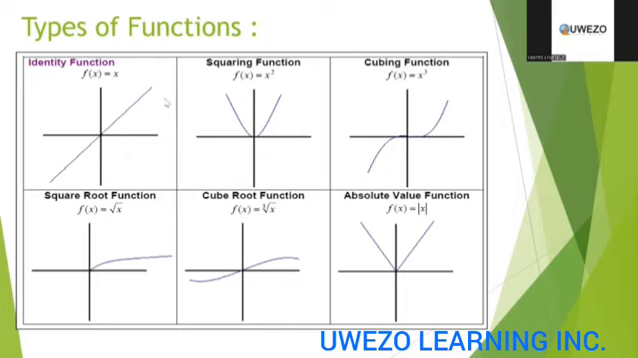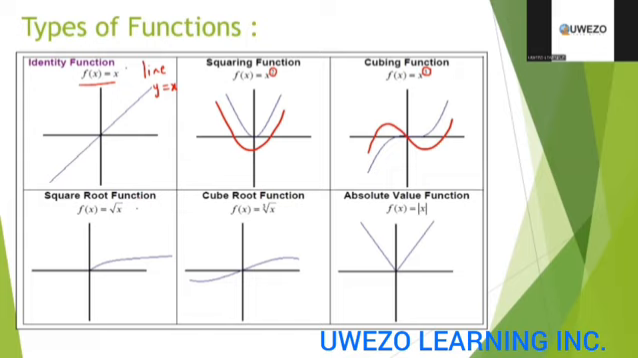Now, let us try to identify the graphs of different types of functions. The first one, f of x equal to x, is an identity function, which we also call the line y equal to x. The graph is a straight line. The squaring function is a degree 2 function, where the graph is a U, or what we call a parabola. The cubing function, which is a degree 3 function, has a graph that is the shape of an elongated S.